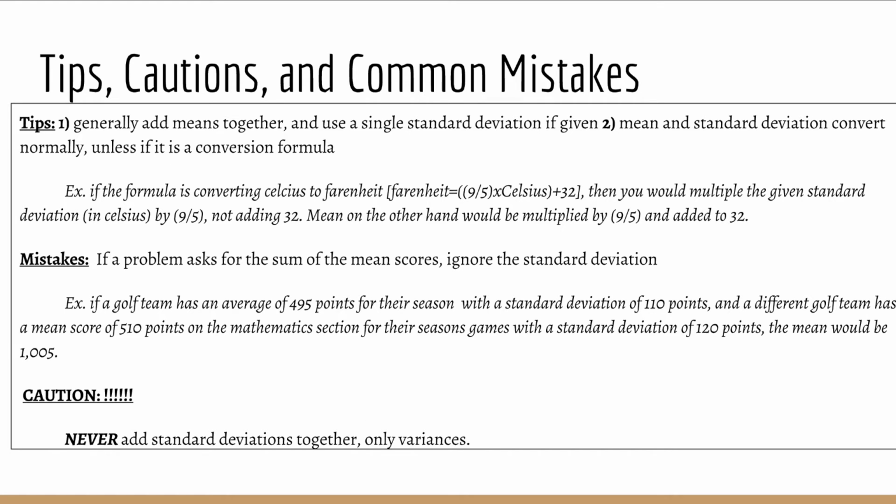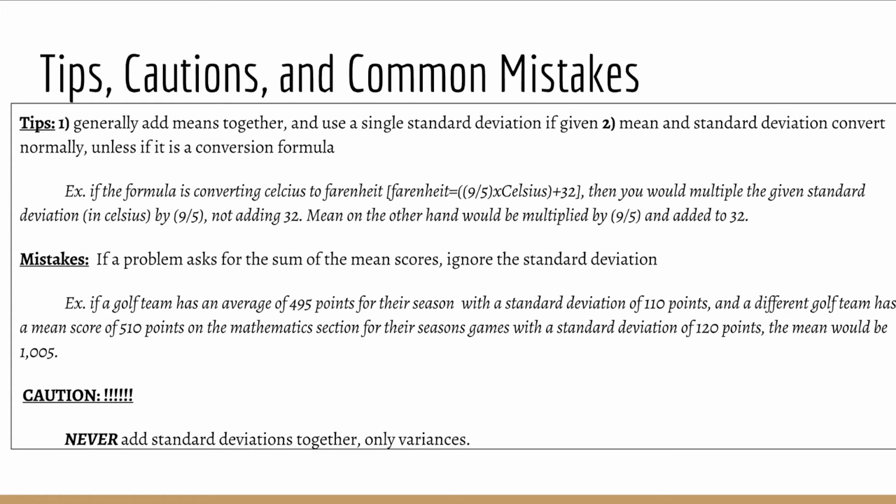Here we have listed a few cautions, tips, and common mistakes. The first tip is that if you are provided with two means and you are instructed to combine them, you just add them together. And if you are asked for standard deviation, use the one given. Secondly, mean and standard deviation convert normally in scenarios where it's a simple metric conversion. However, if you are given a conversion formula, it is slightly different. The mean is calculated the same, just plugging it into the conversion formula, but standard deviation is only multiplied in the formula, not added to the additional constant. View the example below for clarity.